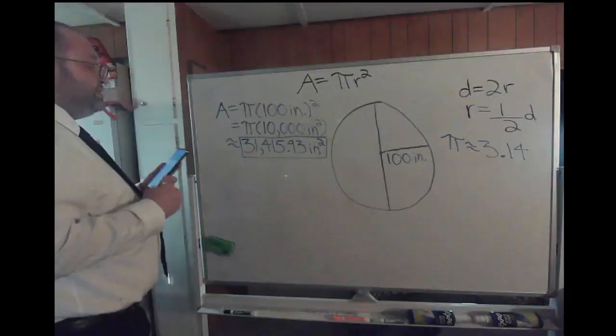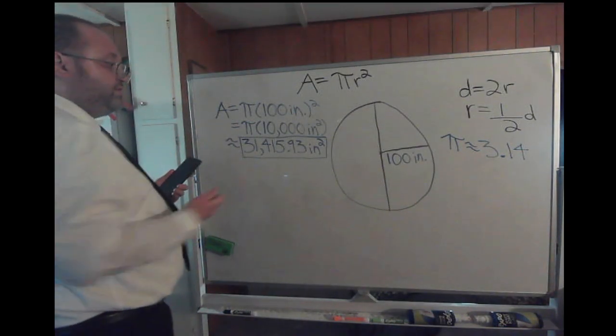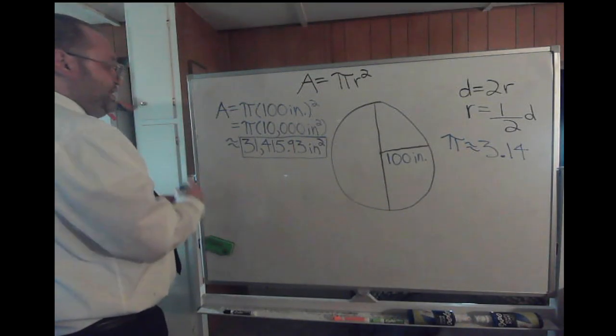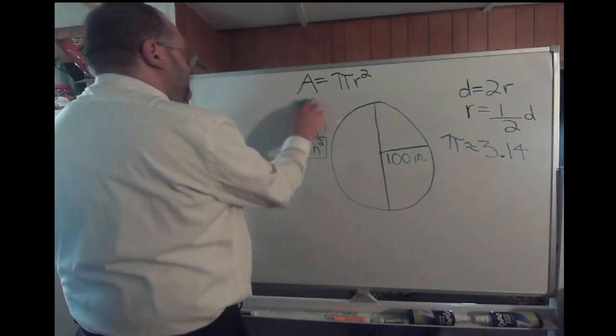So the area of this circle is approximately equal to 31,415.93 square inches. That's what you would get. Alright, let's work with the diameter a bit.